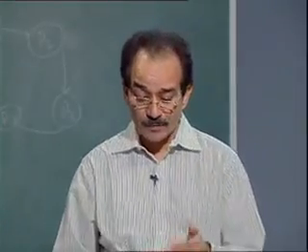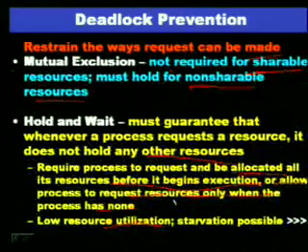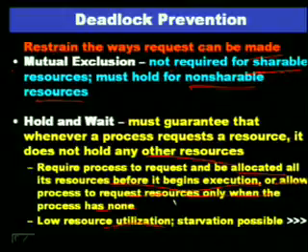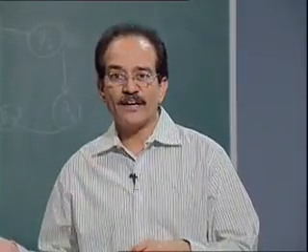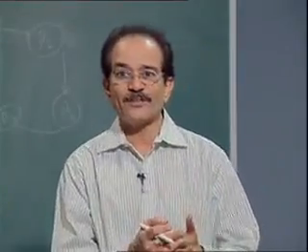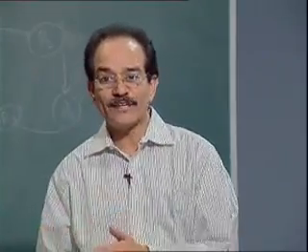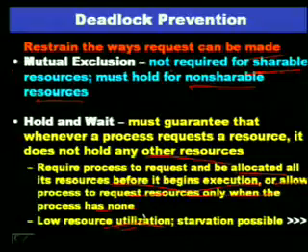What can be the problem in this case? There may be low resource utilization. Let us say I have a process that has to print one line at the end of the job, and my job will take around 30 minutes. It is holding this particular resource for 30 minutes without utilizing it. That is why we say it is very poor utilization of the resource, and starvation may also be possible.